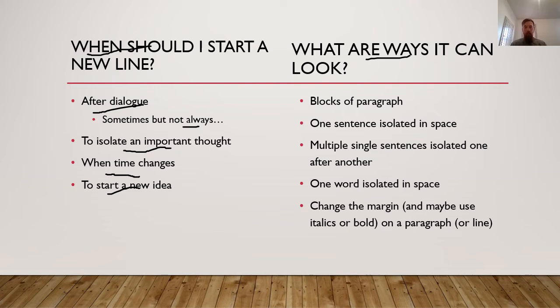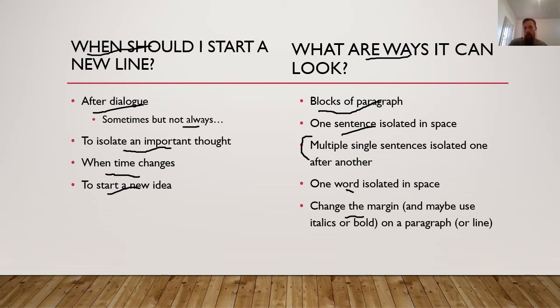And it also doesn't help to direct them. Like they don't know when you're making transitions or what things are important or when they should be thinking about a new idea. And then on the right, what can it look like? There's obviously those blocks of paragraphs. I would say those are the ones that you want the least of. You can have one sentence isolated out in space. You can have multiple single sentences isolated out in space, just one word isolated.